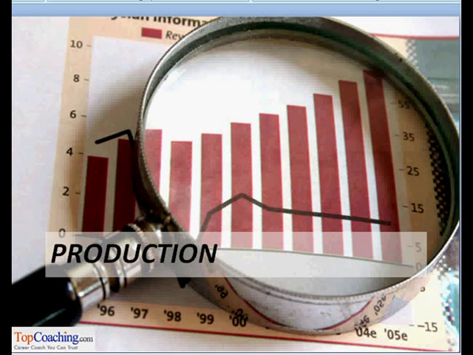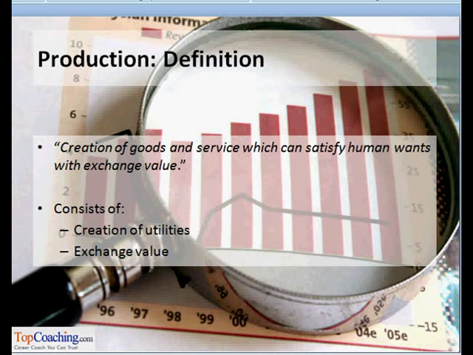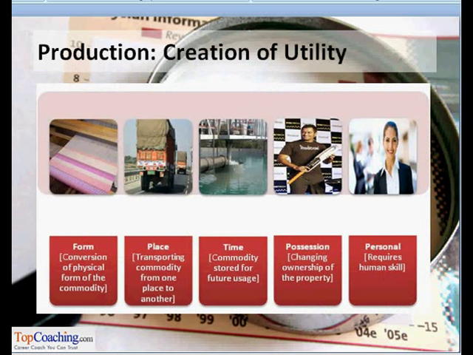So let us begin with our first subtopic of this session, that is production. Production can be defined as a process involving creation of goods and services which can satisfy human wants or needs and have an exchange value. This process of production typically consists of creation of utilities and exchange value. So how is this utility created?